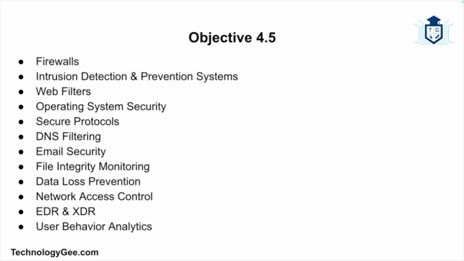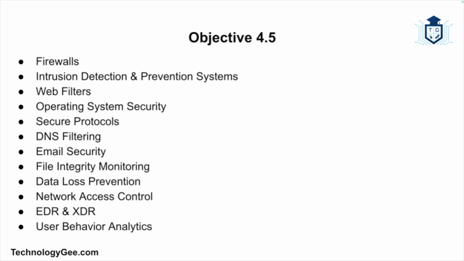In this video, we're going to have a detailed discussion on how to modify enterprise capabilities to enhance security. We're going to cover key aspects of securing an enterprise environment, aligning with the CompTIA Security Plus 701 exam objectives. We're going to talk about firewalls, IDS, IPS, web filters, operating system security, secure protocols, DNS filtering, email security, file integrity monitoring, DLP, NAC, EDR, XDR, and user behavior analytics.